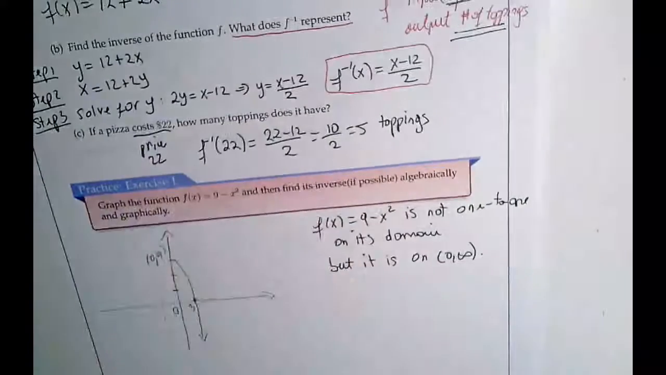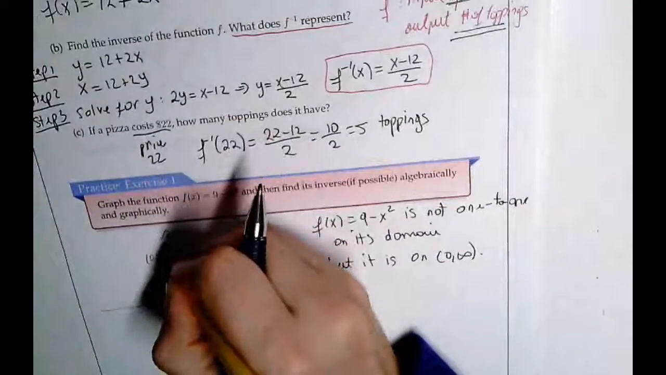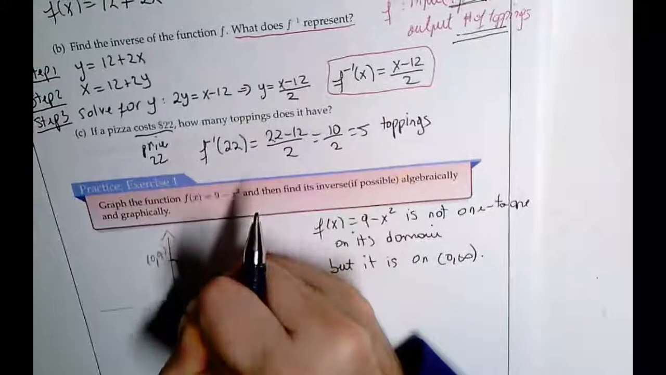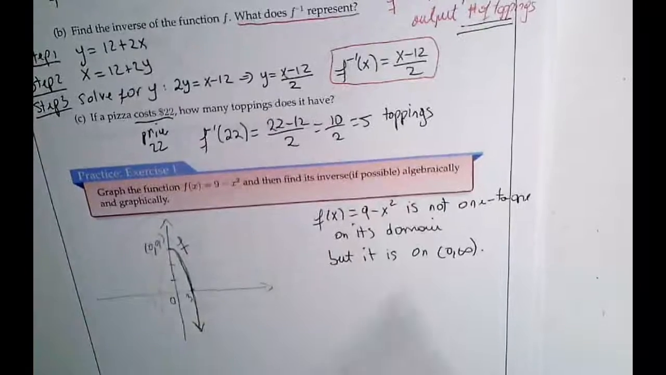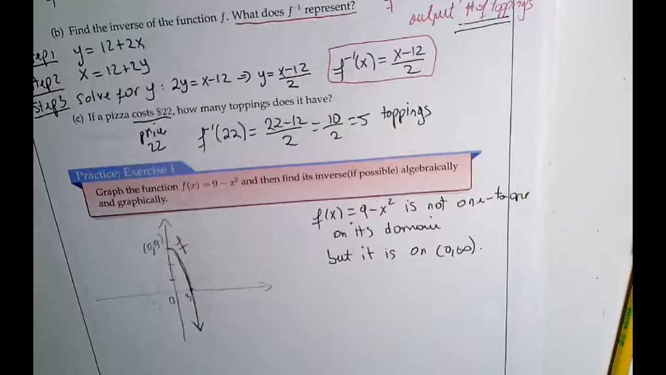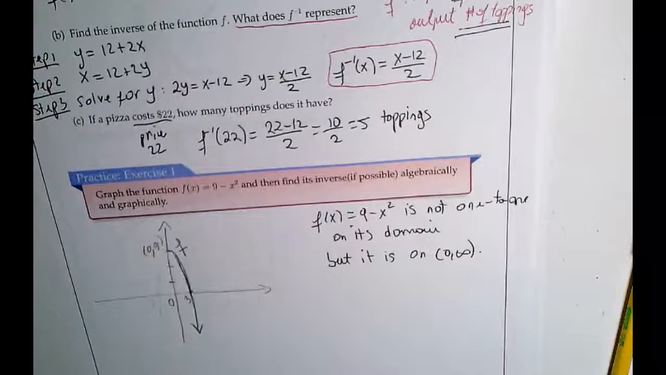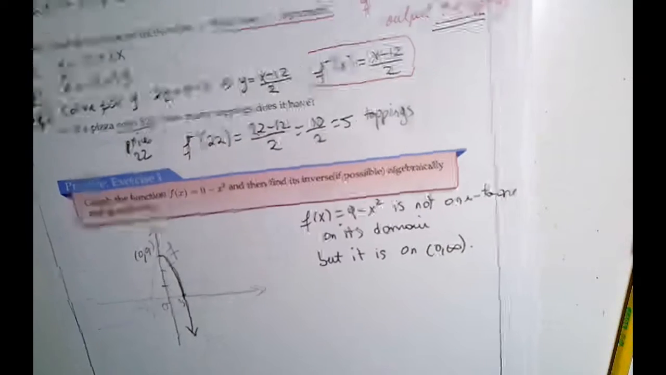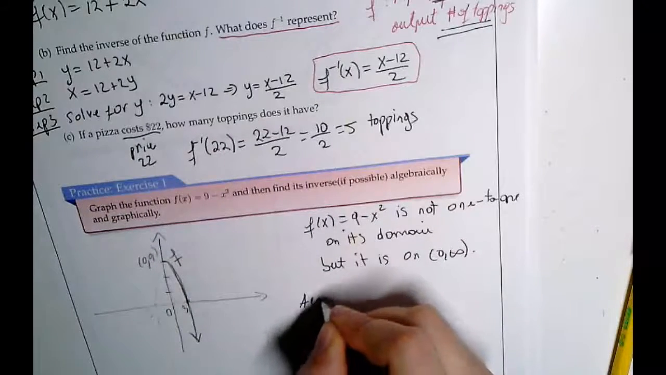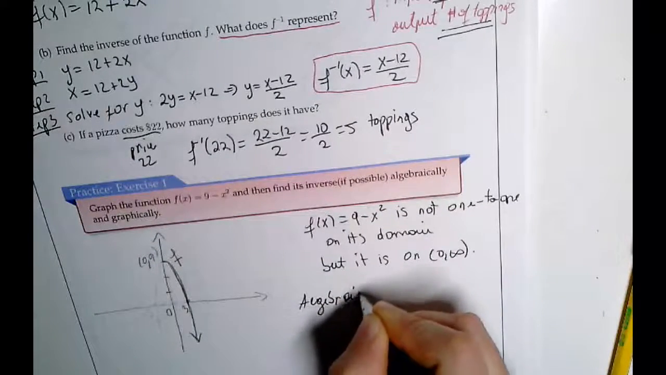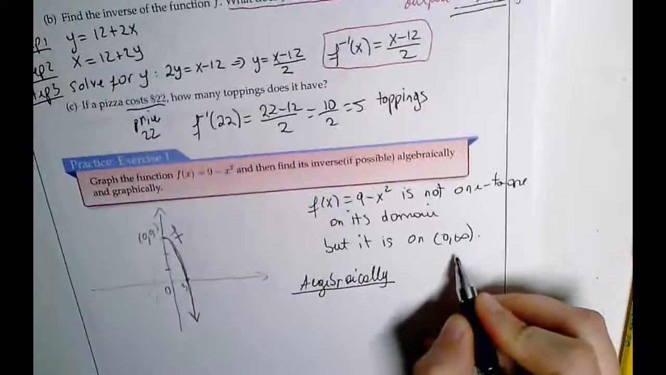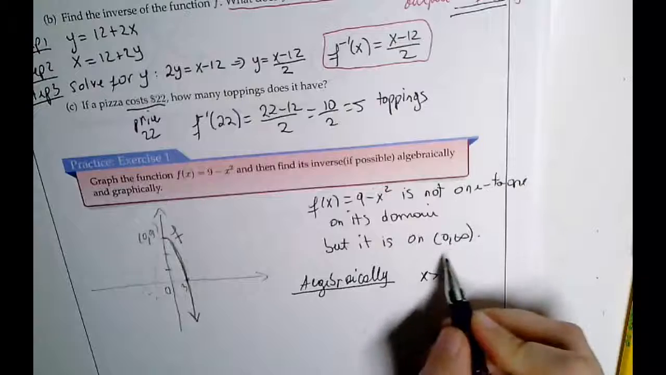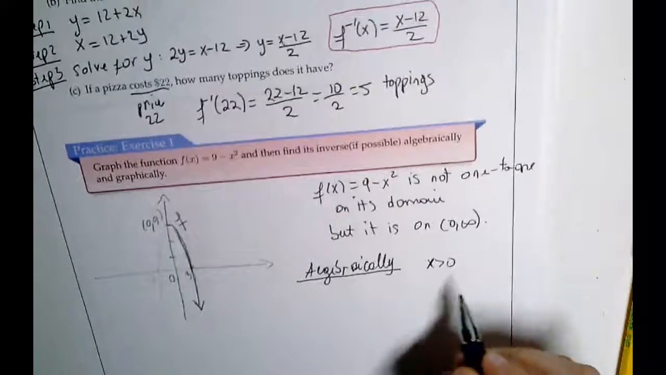Okay, so there you go. I have my function. This is f on 0 to infinity. Let's find its inverse algebraically and then graphically. Okay, so algebraically, I have to keep in mind that the domain is restricted, so x is greater than 0. That's what it means that the domain is 0 to infinity.